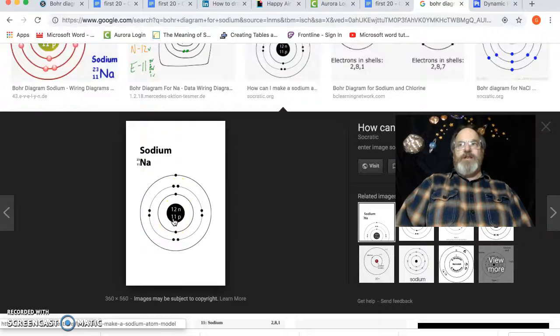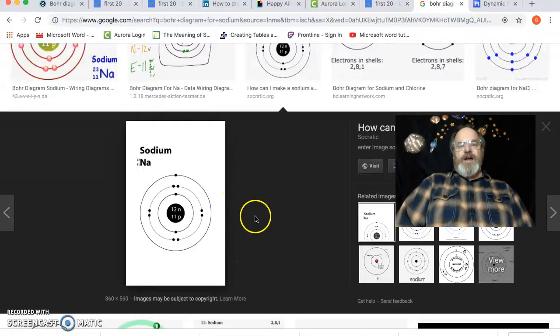So there's protons and electrons, they're the same in a balanced atom. So we have 1 more in the third shell. So 2 plus the 8 in the second plus this one equals 11. That gives us our 11 electrons.